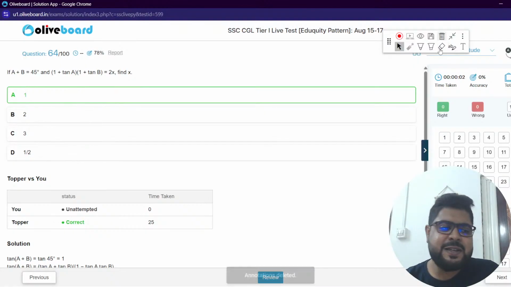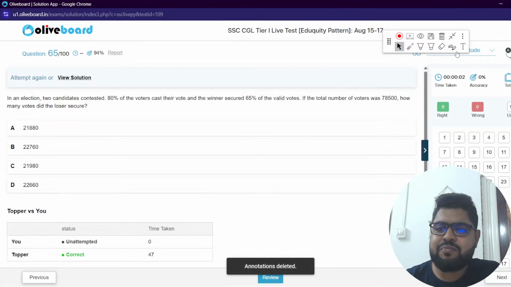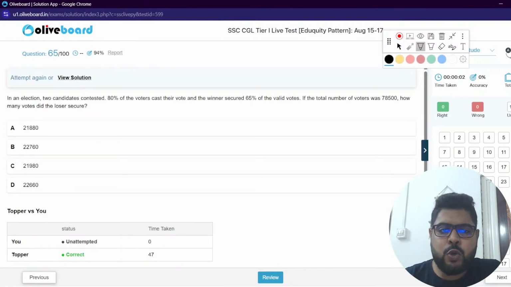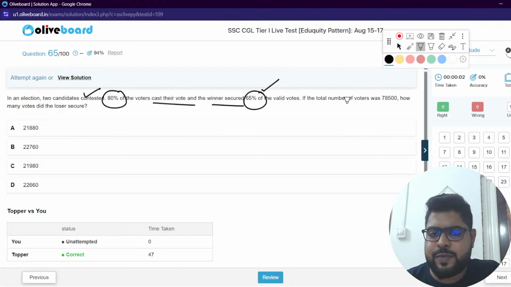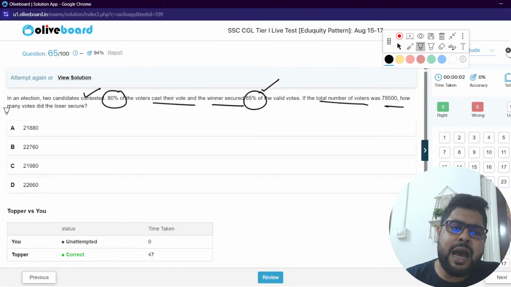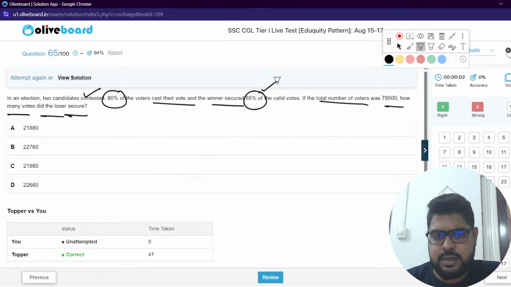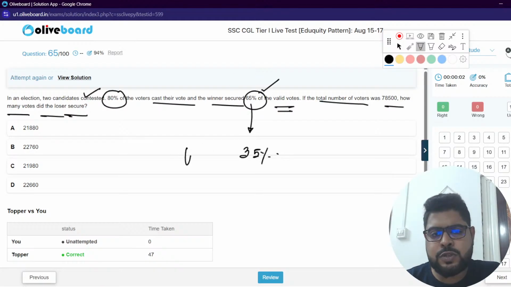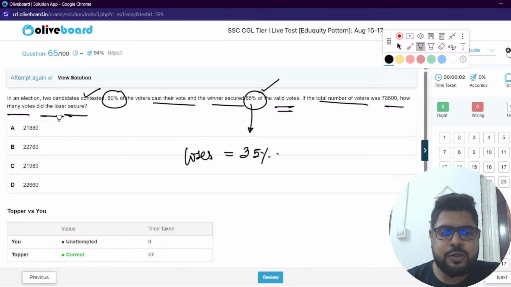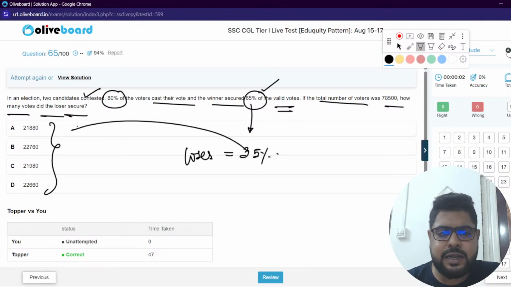Correct? Moving on, sir. Again, two candidates, 80% cast their vote, winner secured 65%. Total number of voters, how many voters did the loser secure? So 60% valid votes, winner 35% loser. Loser got 35%, so my answer has to be a multiple of 35.